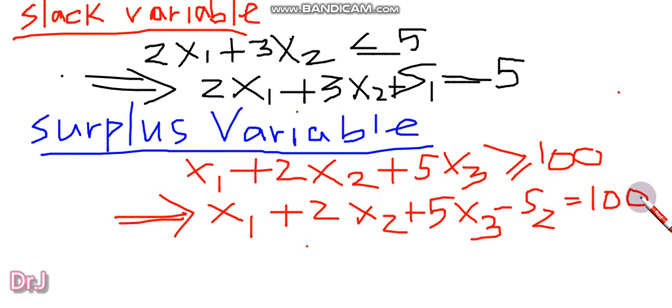This variable, which is subtracted from the left hand side of a greater than inequation to make it an equation, we call a surplus variable. So a surplus variable is a variable which is subtracted on the left hand side of greater than or equal to constraints, and a slack variable is one which is added on the left hand side to make a less than or equal to into an equation.